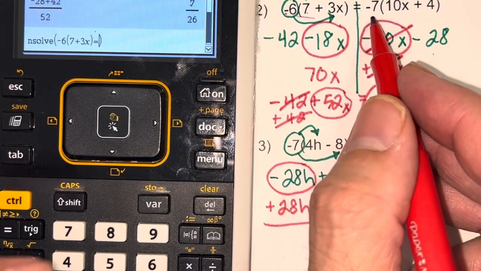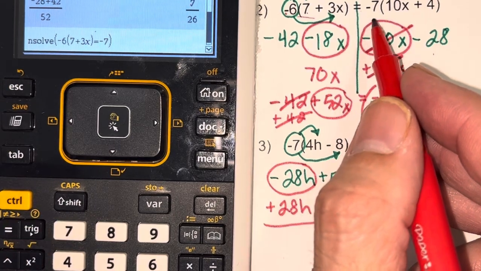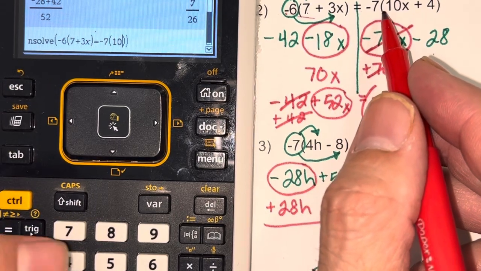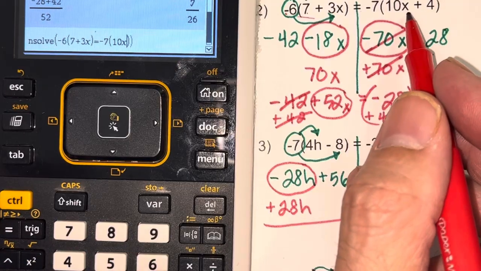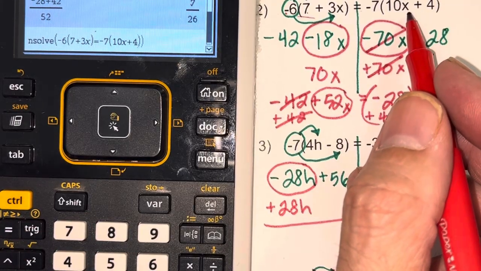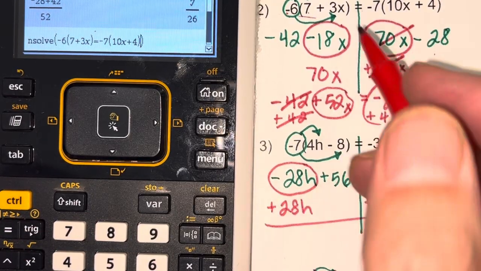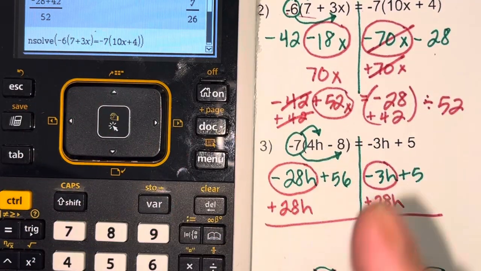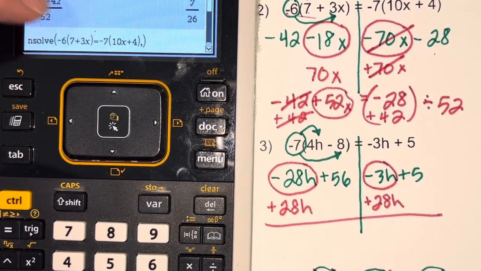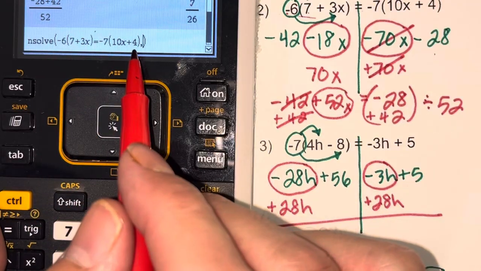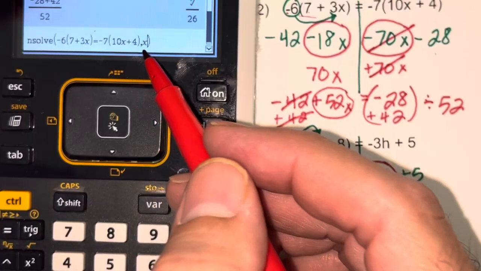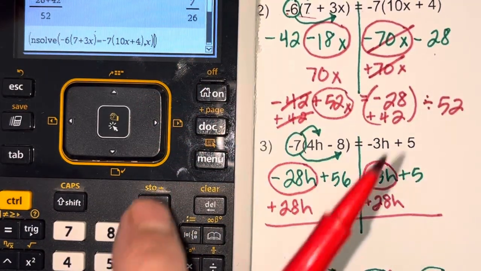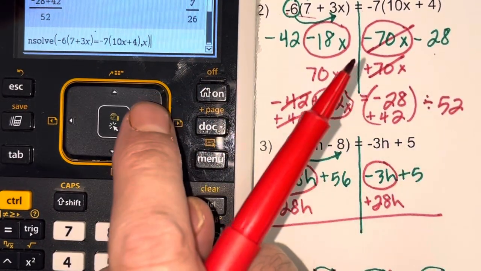negative 7 parentheses 10x plus 4, close parentheses. So after we get all that in there, then we need to tell it what to do. So this is what is being solved, and we need to put in the variable, and we're going to solve for comma x, and then close parentheses, which we don't need to, I put it in there already.